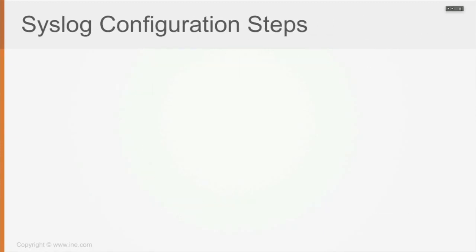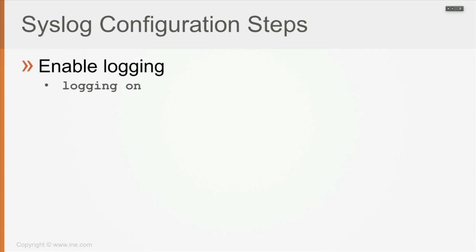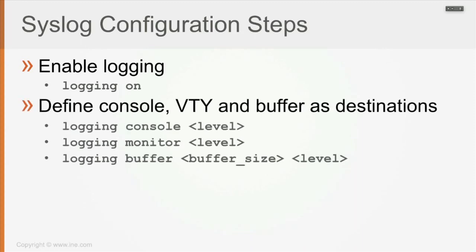Now, Syslog configuration steps. So this is in general in all networks where they think about security. In all networks, Syslog is an important security tool, to call it that way. So first of all, you enable logging by the logging on command. By default, this is enabled, but in case it was disabled, you just have to make sure that's in there, logging on. And then you define console or VTI or buffer as destinations.